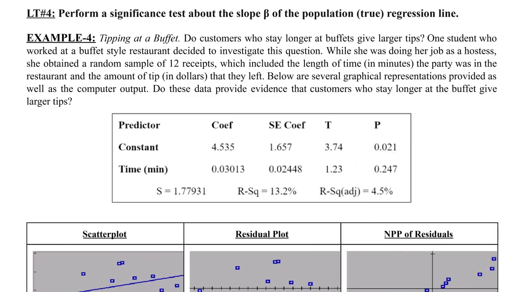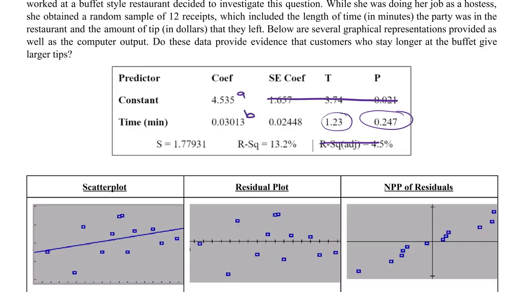Just like in our previous example with our computer output, we're going to cross off these 3 top values. We'll never use those. And label what we do know. We'll cross off the R-squared adjusted too. Now we're going to get into our t and p value. Remember, this is going to be my p-value, and the t-value here is my test statistic. We'll need to use these graphical representations for checking our conditions. Let's jump into our 4-step procedure.